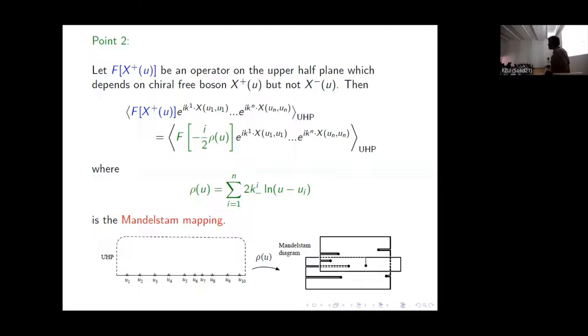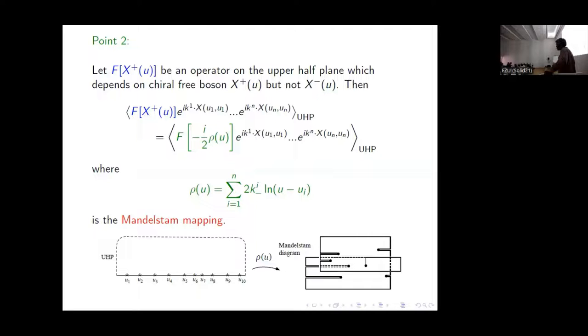Which picture? This one? Oh, this picture is just defining what a Mandelstam map does, as a map of the upper half plane. So perhaps it's misleading, but some people may not have seen the Mandelstam mapping before. But this is not what this is doing. This relation is not mapping. Both sides of the equation are correlation functions on the upper half plane. What it's saying is that this operator X plus is equal to some point on the Mandelstam diagram. Okay. Which is really just saying that this point on the Mandelstam diagram is being set equal to some string coordinate, which is really what you're saying when you say that you have fixed light cone gauge.